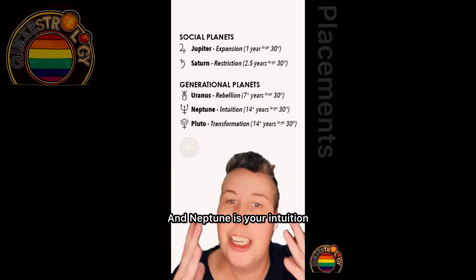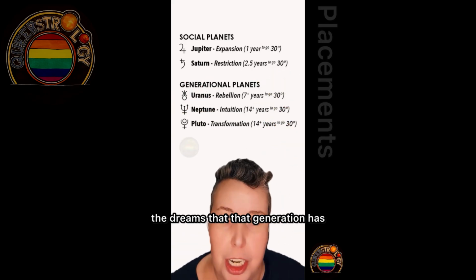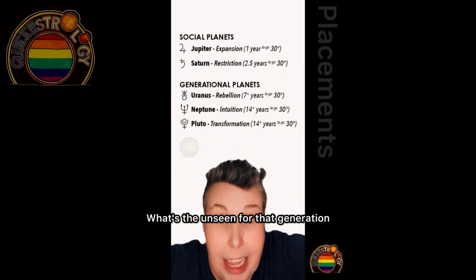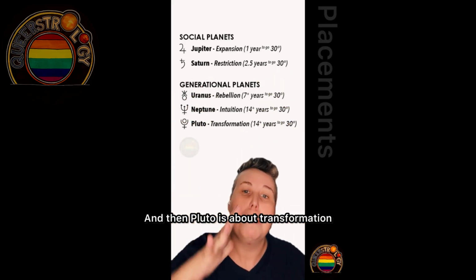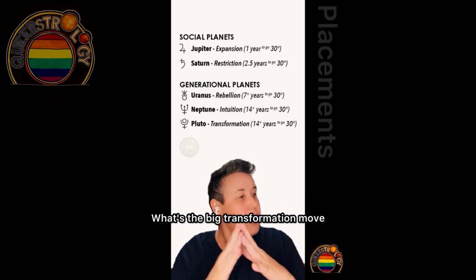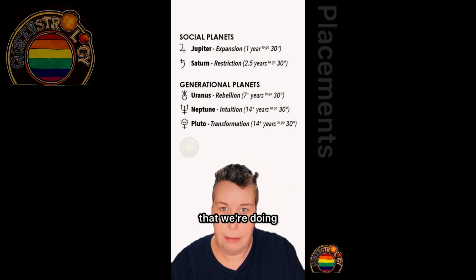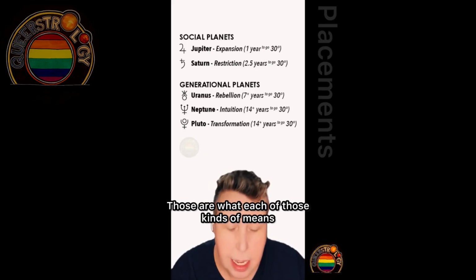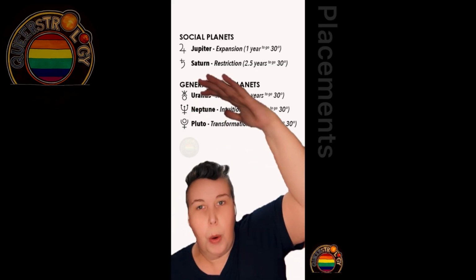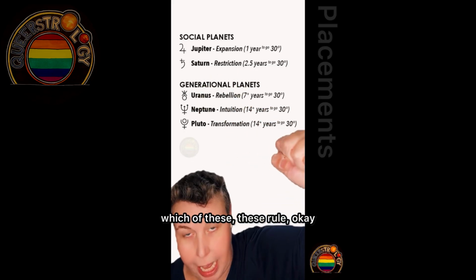And Neptune is your intuition, the dreams that generation has. What's the unseen for that generation? And then Pluto is about transformation. What's the big transformation move that we're doing? Those are what each of those kinds of means. I'm going to tell you which of these rule, okay?